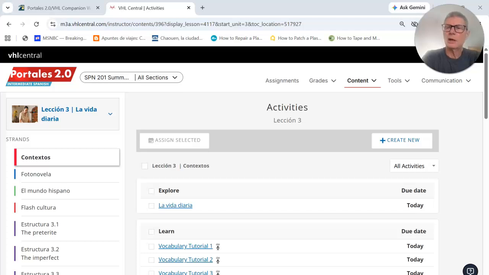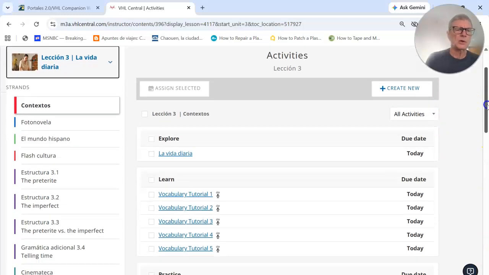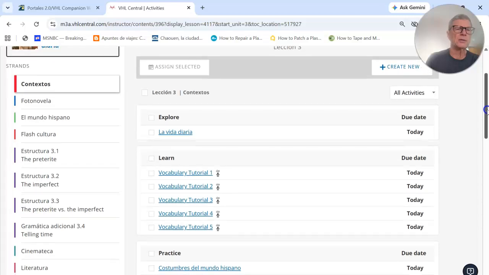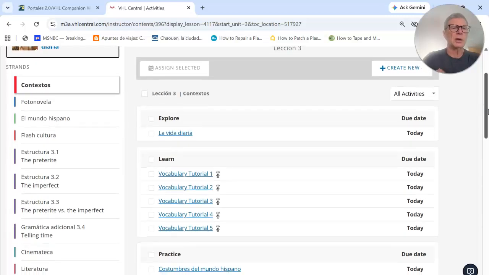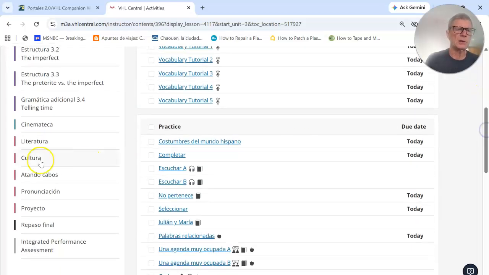So, you're finishing up lección 3 sobre la vida diaria, and you're coming up on the chapter exam. In this chapter, we looked at vocabulary having to do with daily chores, la casa, los quehaceres, etc. And then the main grammar points had to do with the past tense, the preterite versus the imperfect. So it's always a good idea to take Atando cabos seriously.